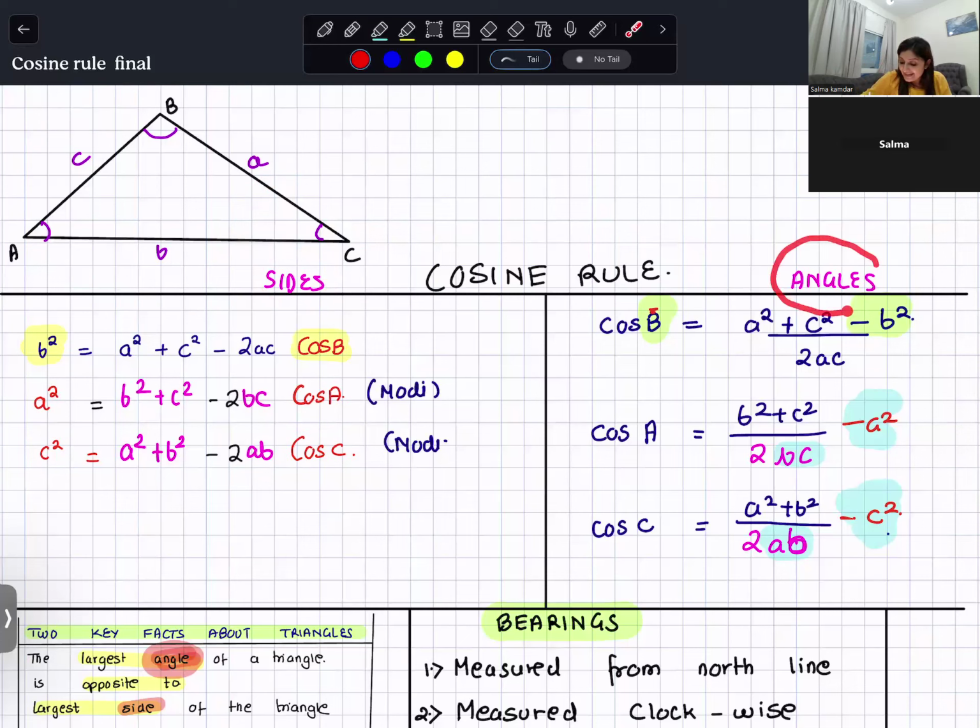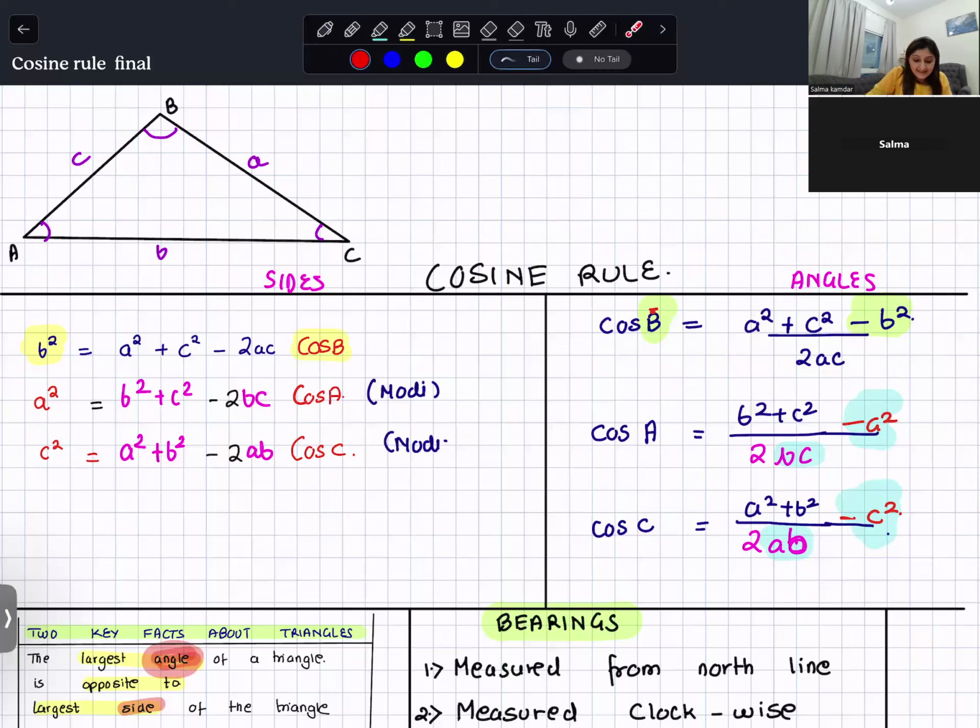Cosine rule for finding the angles. If you're finding the angle B, it would be cos inverse of a square plus c square minus b square over 2ac. The modification is in what you subtract. If you're finding angle B, you would minus b square. If you're finding angle A, you would minus a square. If you're finding angle C, you would minus c square. This is the modification that you need to know.